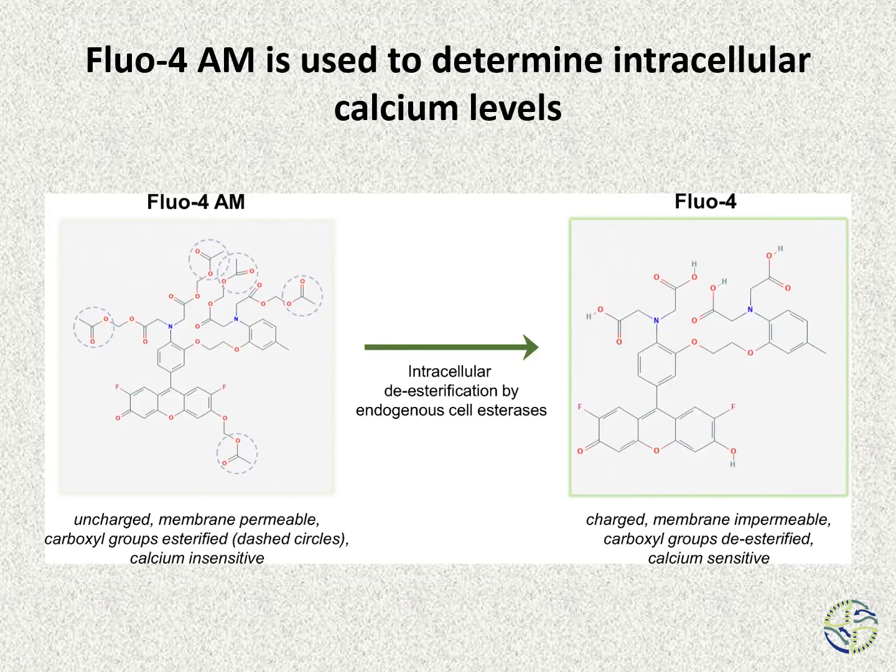To visualize calcium in muscles, we use fluo4AM, which is a calcium indicator masked with ester groups. The ester groups will allow the entrance of fluo4AM into live cells. Then cell esterases will break the ester groups, making fluo4 free to bind to intracellular calcium.